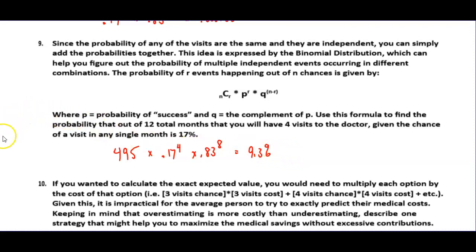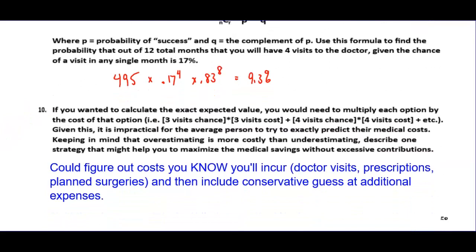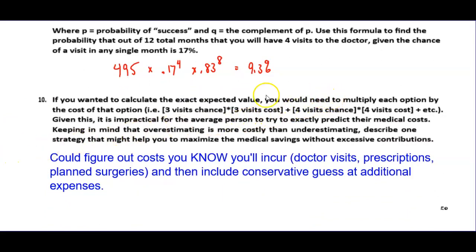Okay, so if I want to calculate expected value, and this is going to wrap us up, you would need to multiply each option by the cost of the option. So 3 visits chance times 3 visits cost, and 4 visits chance times 4 visits cost, and so on. That's really hard to do. So the point of all that math is to show you really don't want to do it. It can be done, but you really don't want to do it.